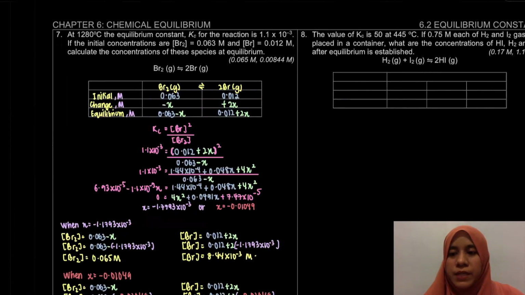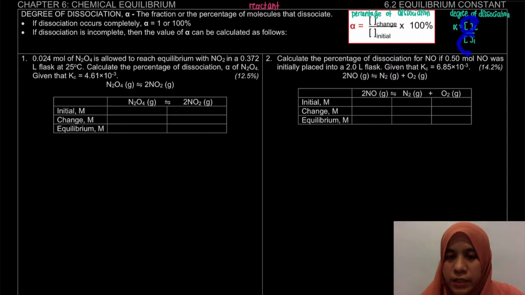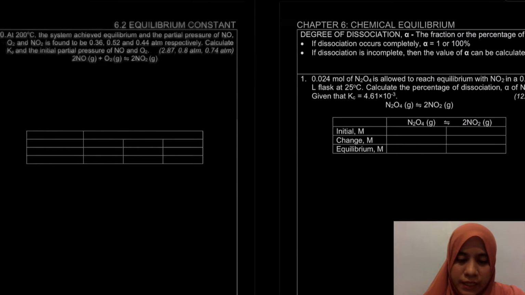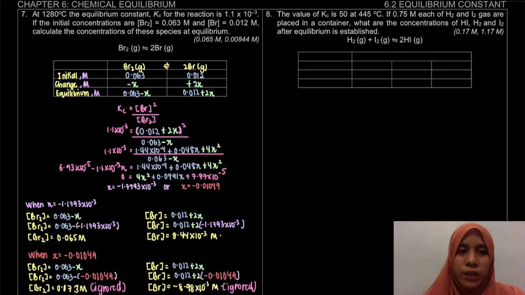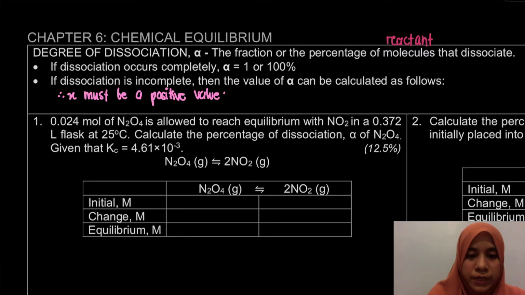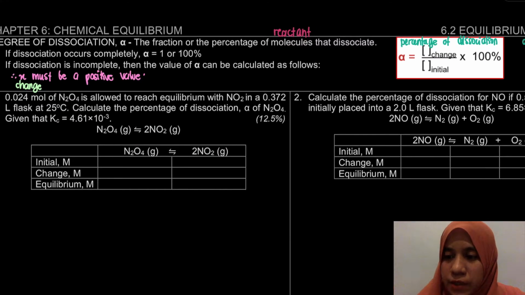So, how to calculate it? From here: change over initial. Previously, for X, we calculated all the way to the end until we got to E, and only then could we ignore a certain value. But here it is simpler. X must be a positive value, because X is our change. Why must the change be positive? Because for the degree of dissociation or percentage, we want the change to be positive. We wouldn't get a negative degree of dissociation, like suddenly negative 20%. That would be strange. So make sure X is a positive value. The steps here are simpler and not too long.